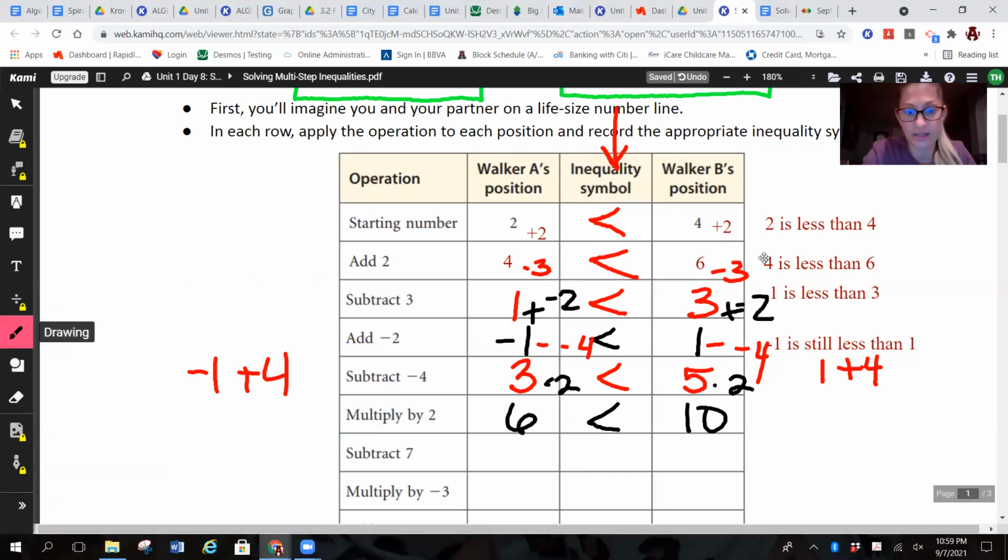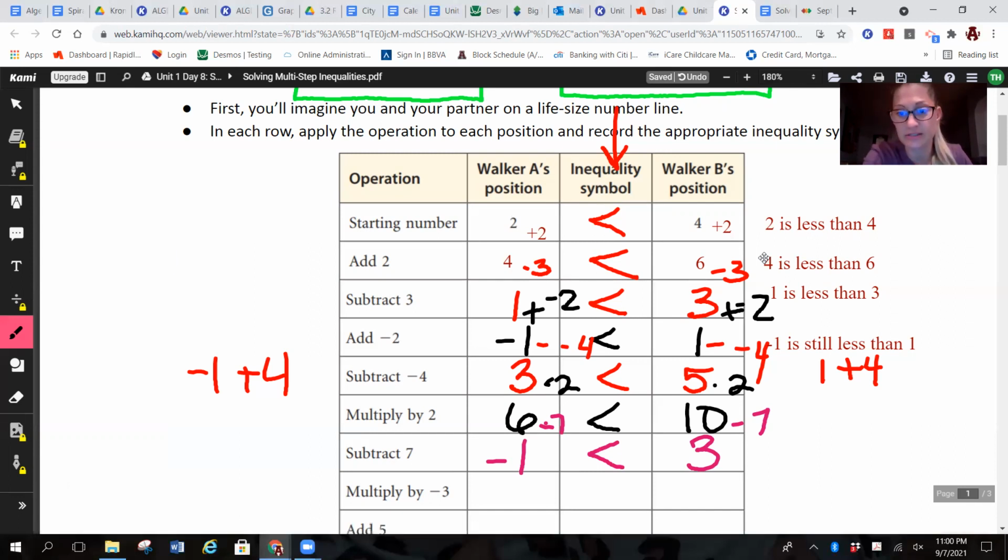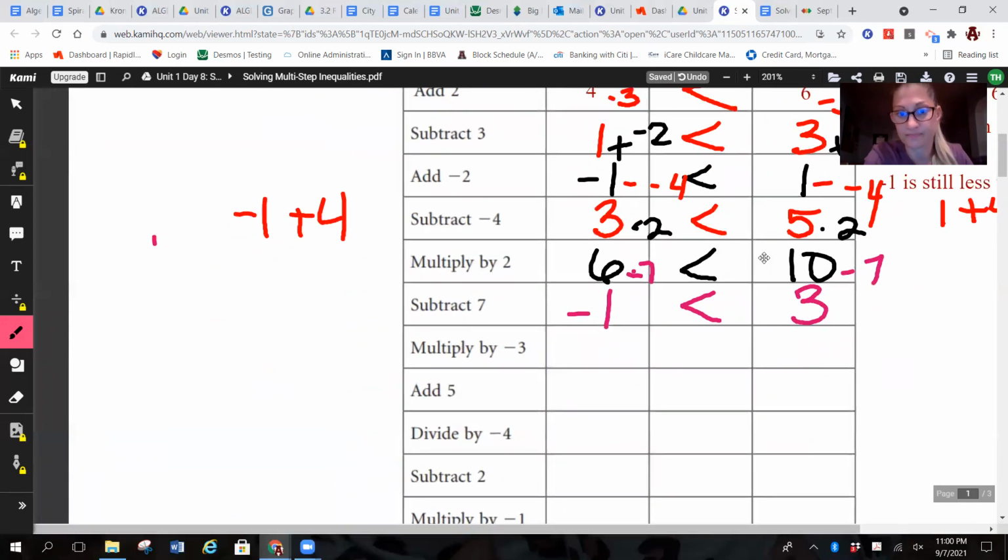Let's go ahead and subtract 7. 6 subtract 7 is negative 1. 10 subtract 7 is 3. Again, negative 1 is less than 3.